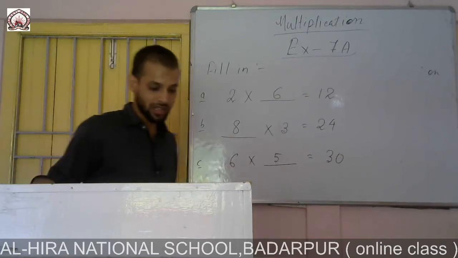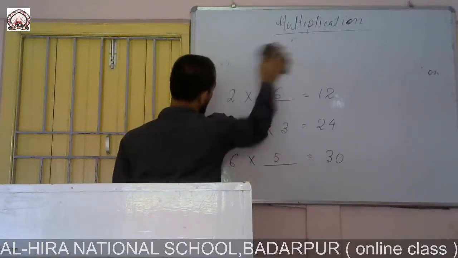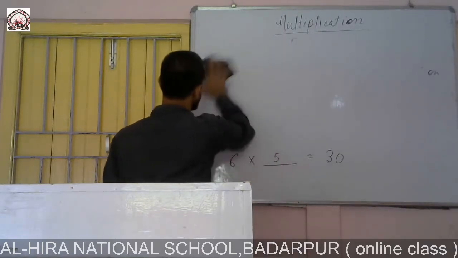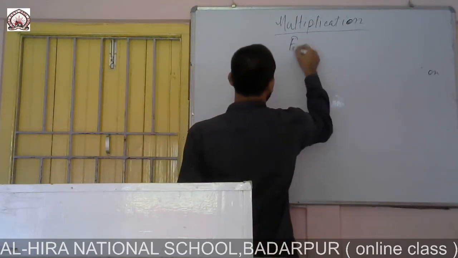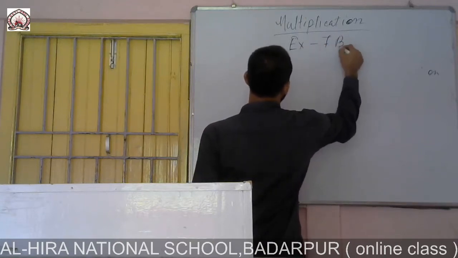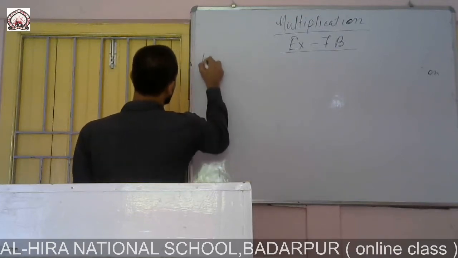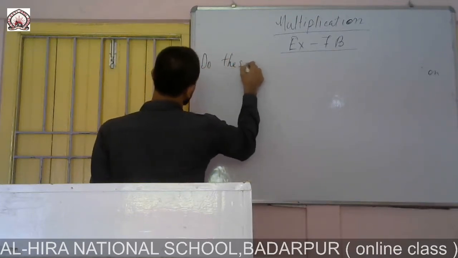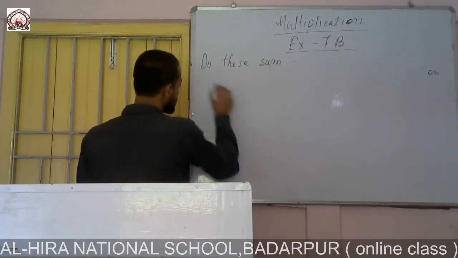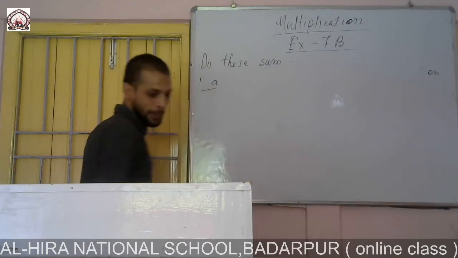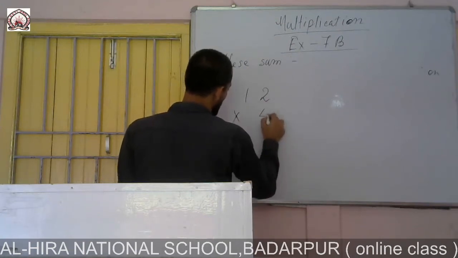So now moving towards the next exercise, that is exercise 7b. Do this sum. Number 1, a: 12 multiplied by what? 4.